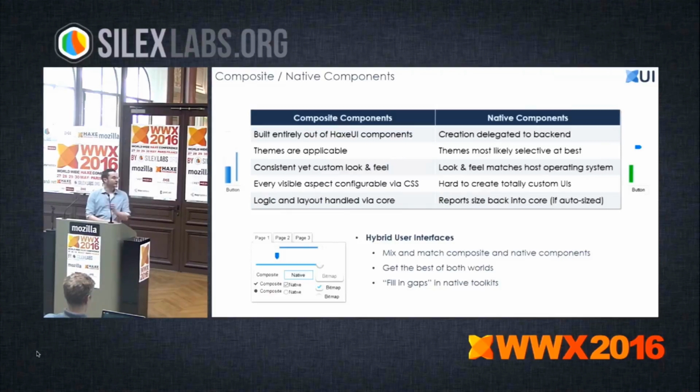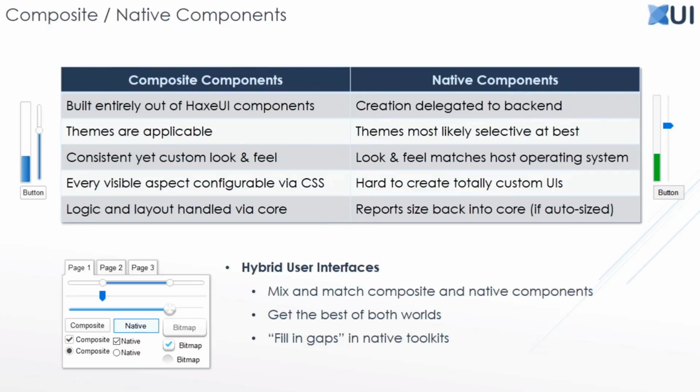Now this is where things get quite interesting and fun. So there's two types of components inside HaxeUI. The first is composite components. Now this is the default for everything. A component starts its life, even if it's brief, as a composite. And a composite is essentially a component that's built entirely out of other HaxeUI components.